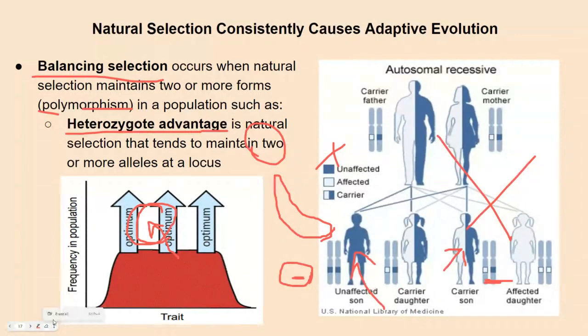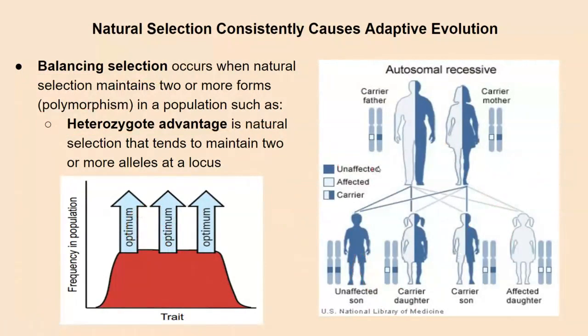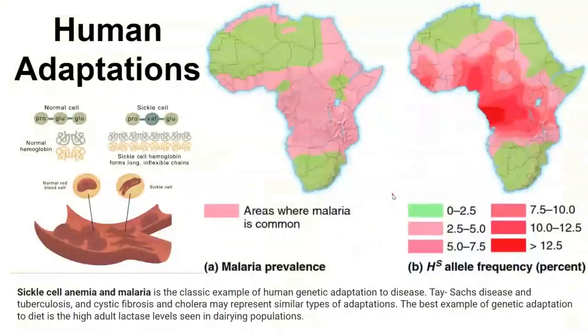For instance, let's erase some of those notes. If two carrier parents have children, they have a 50% chance of having a malaria-resistant child. They have a 25% chance of having a normal child that does not experience the sickle cell disease, but also is susceptible to malaria. And then we have a 25% chance of having an affected child, which will likely not be able to grow and reproduce due to the disease. So we do have an advantage among those heterozygote individuals.